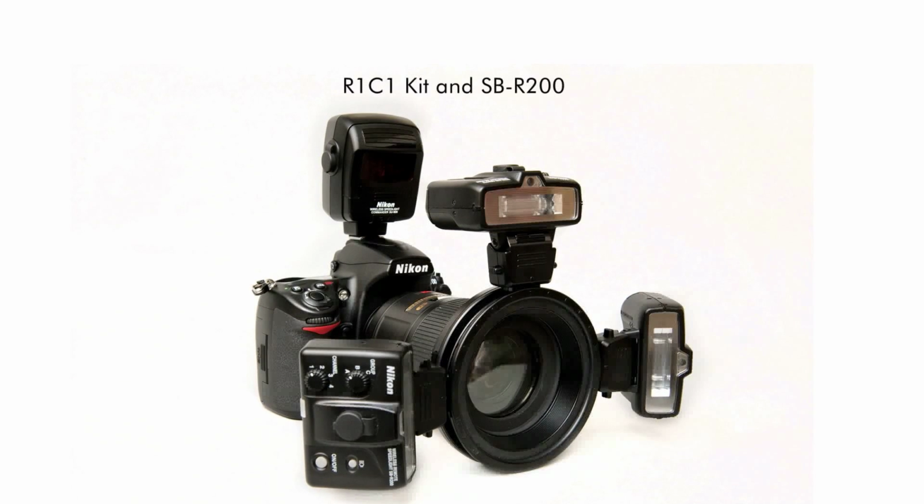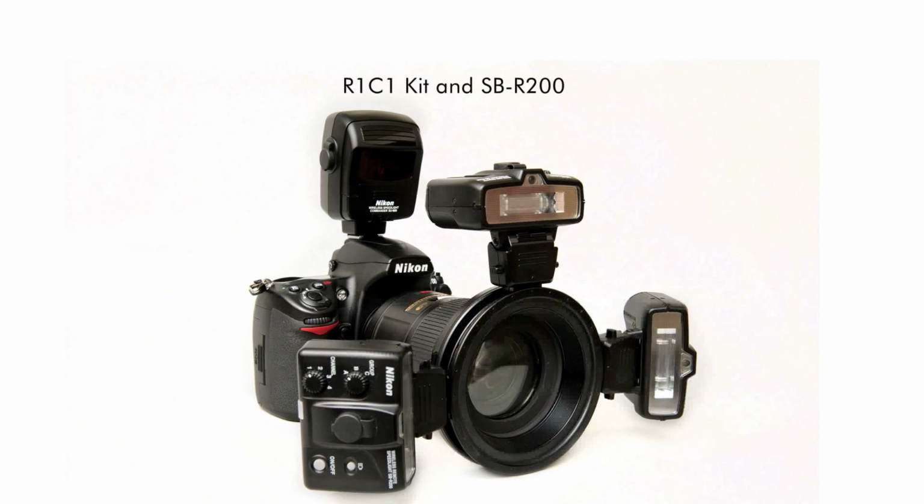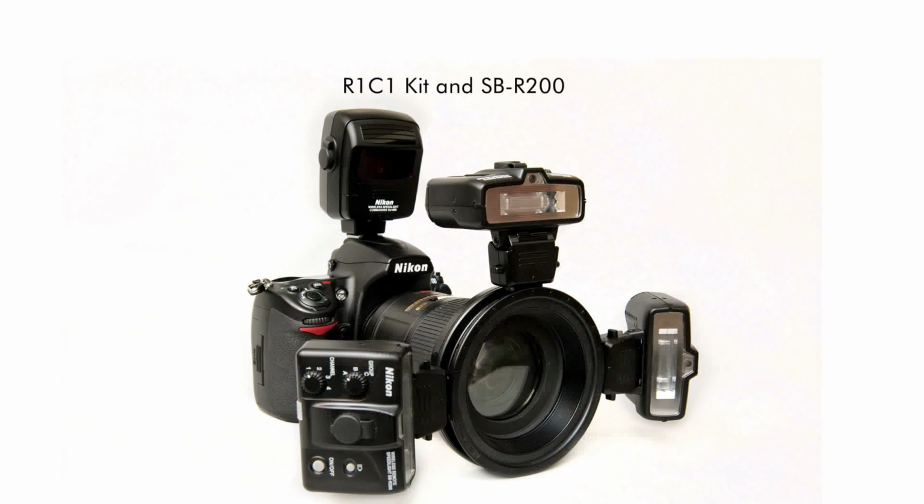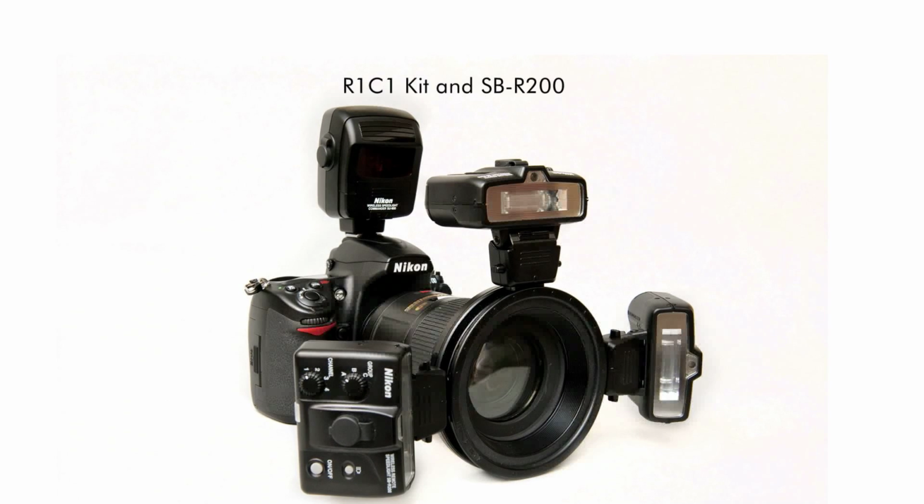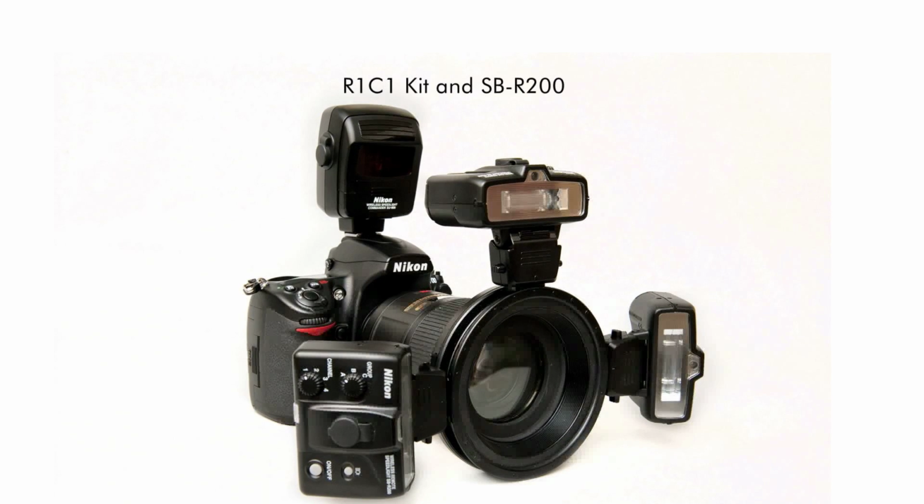The R1C1 kit for close-up photography consists of an SU800 speedlight commander kit, 2 SB-R200 speedlights, and an SX1 attachment ring. The attachment ring clips onto the front of your lens with a special adapter, and up to 8 SB-R200 units clip onto the attachment ring.